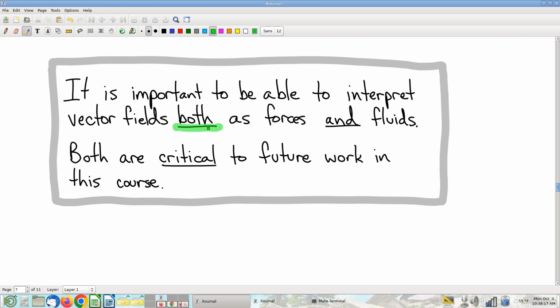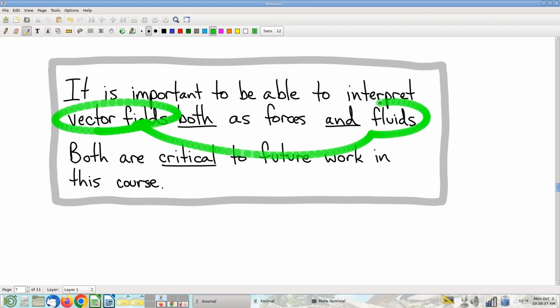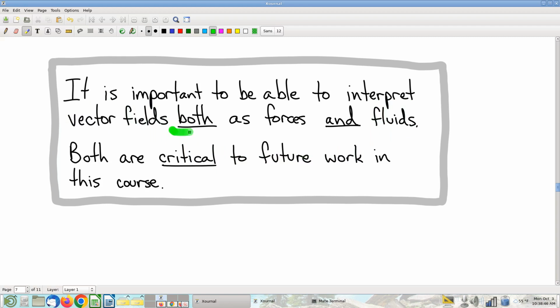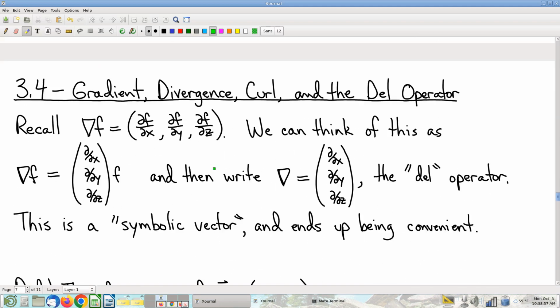It just doesn't work. There are certain kinds of calculations that we're going to be doing, certain kinds of interpretations we're going to be making of vector fields, where you have to think about the vector field as representing forces. It does not make sense if you take the fluid point of view. And there are other applications where you have to think of the vector field as representing fluids, and it will not make sense if you think about it from a point of view of forces. So please make sure to digest both of these applications, as it will be very important as we go on. Okay. All right.